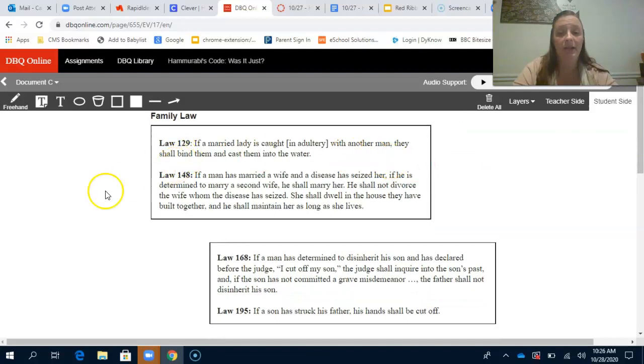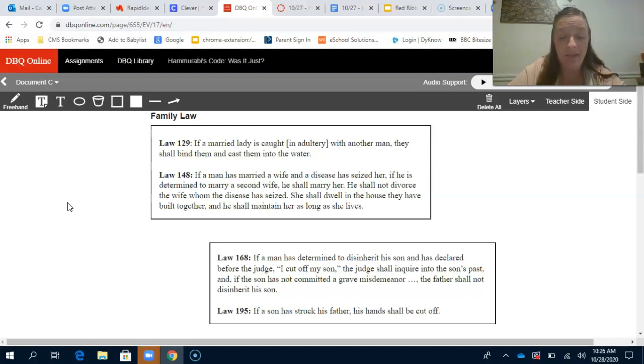Law 129, if a married lady is caught in adultery with another man, they shall bind them and cast them into the water. Law 148, if a man has married a wife and a disease has seized her, if he is determined to marry a second wife, he shall marry her. He shall not divorce the wife whom the disease has seized. She shall dwell in the house they have built together, and he shall maintain her as long as she lives.